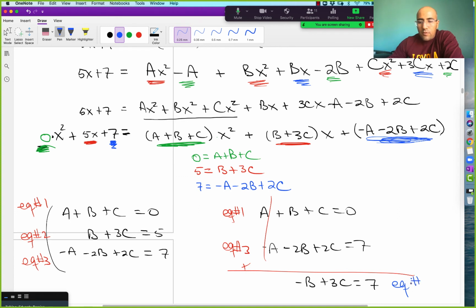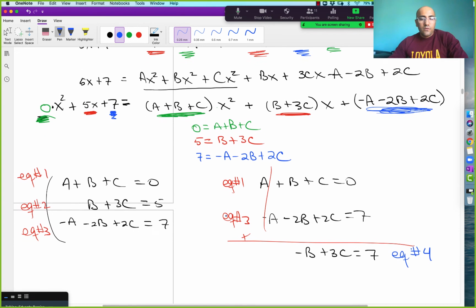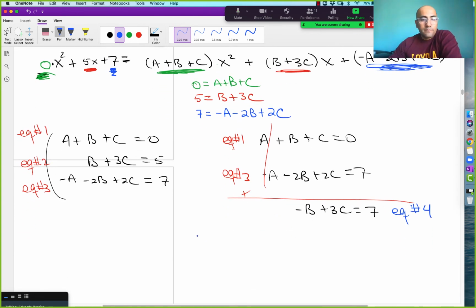Equation number 4. And there's no need for me to go back and deal with another grouping of these two pairs to cancel out the a, since this one has already eliminated the a for us. Good. So now I'm going to take equation 2.